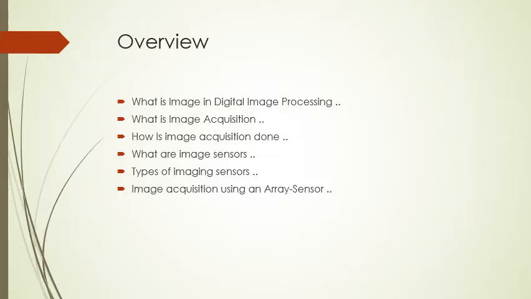Now here I discuss the overview of my presentation. Before starting my topic, in the overview I discuss some topics. The first one is what is an image in digital image processing, the second is what is image acquisition, the third is how is image acquisition done, the fourth one is what are image sensors, the fifth is types of imaging sensors, and the last one is image acquisition using an array sensor. That is my topic.